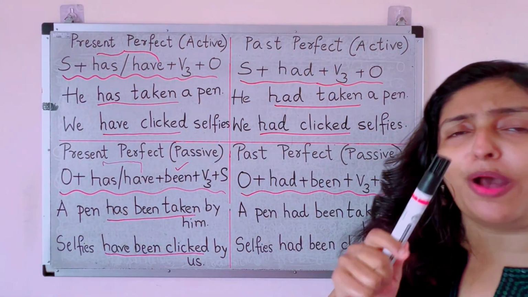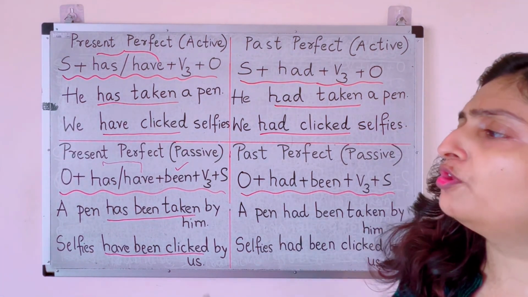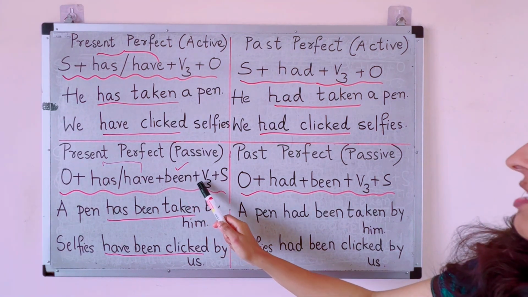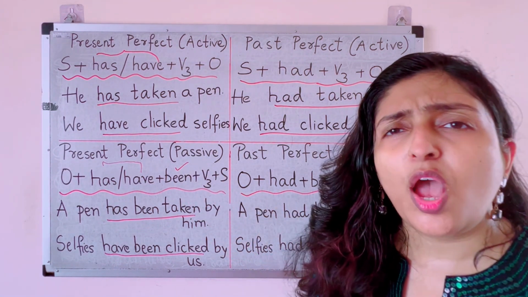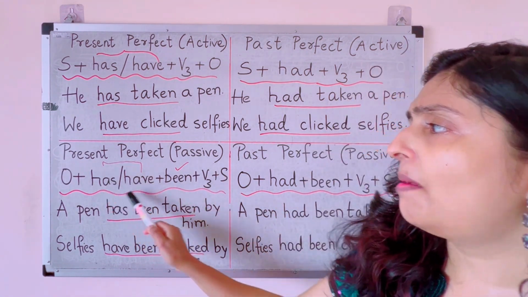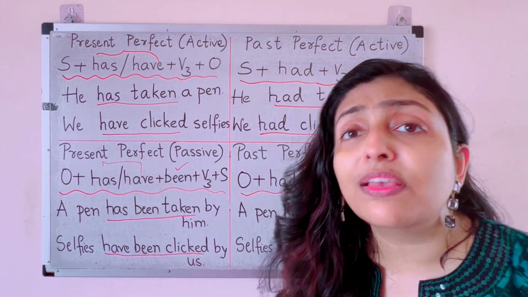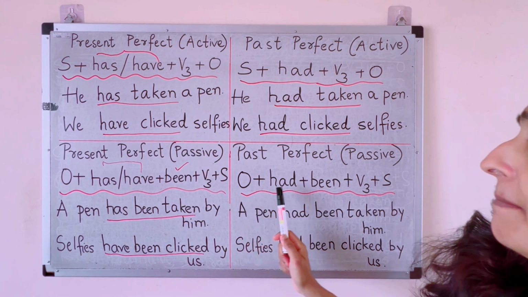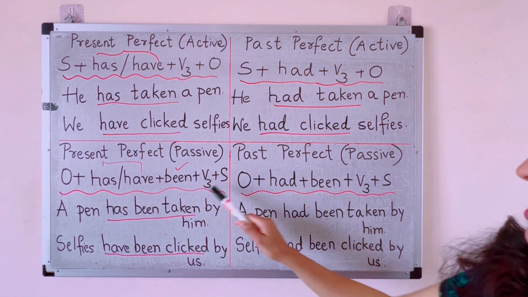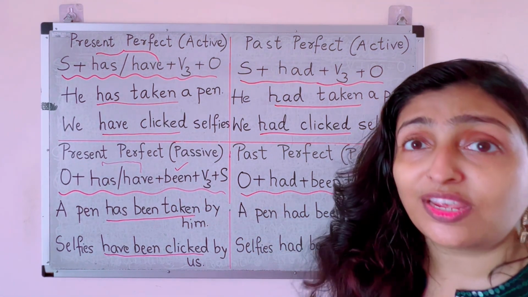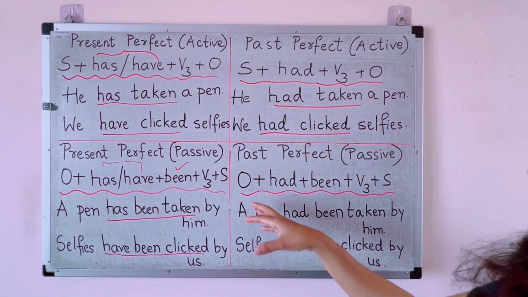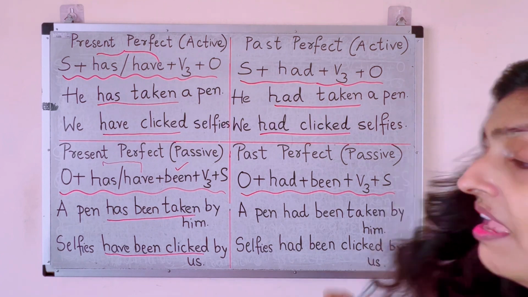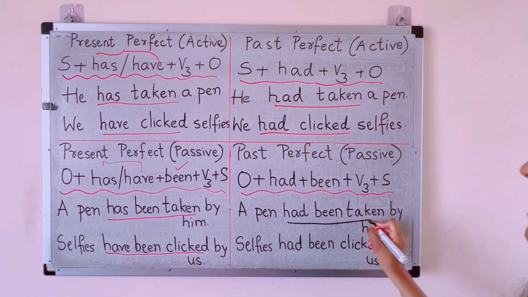Passive form of past perfect, create your formula. Object plus had plus been plus V3 plus subject. Only one change in past perfect and that is had. The rest of the formula comes from present perfect. Let's look at the examples. Object is a pen. He had taken a pen. A pen had been taken.